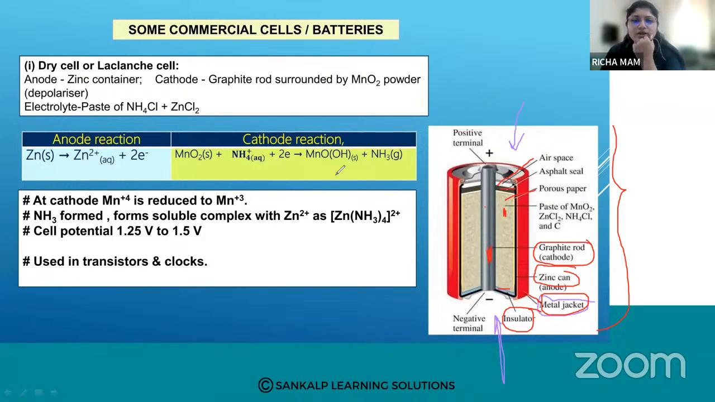Now, what does this dry cell consist of? Important for 3 marks: explain the construction and working of dry cell. Please note it down. This diagram you have to explain, and you have to give the construction, and you have to explain the cell reaction.